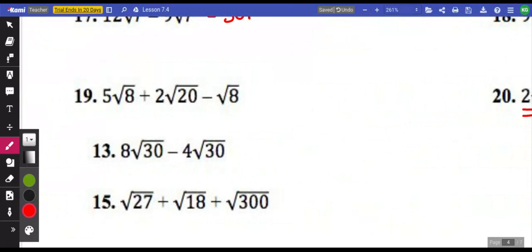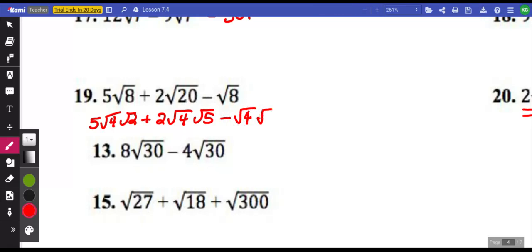Now, on number 19, I noticed that, first of all, they're not like variables or radicals, and also they can all be broken down. So I can really write 8 as square root of 4 square root of 2, and I can write 20 as square root of 4 square root of 5, and I can write another square root of 8 as square root of 4 square root of 2. So by breaking them down first, this would come out to be 2. So I'd have 10 square root of 2.